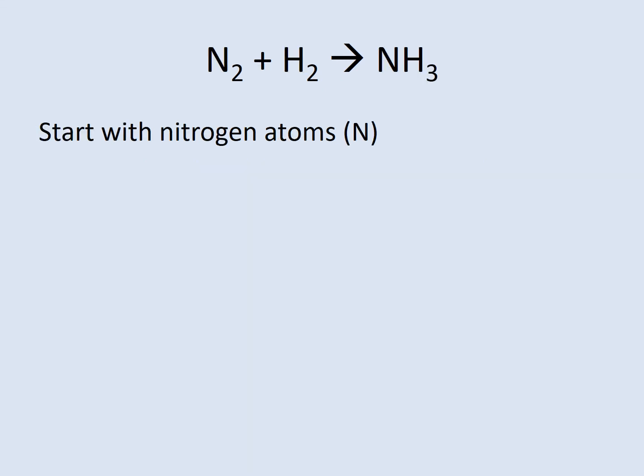Okay, so here's a second example. I'm going to run through it slowly like I did with the previous one. If you want to have a go at just balancing it yourself, go for it, but I am going to run through this one slowly like before. So you start counting with the nitrogen atoms.